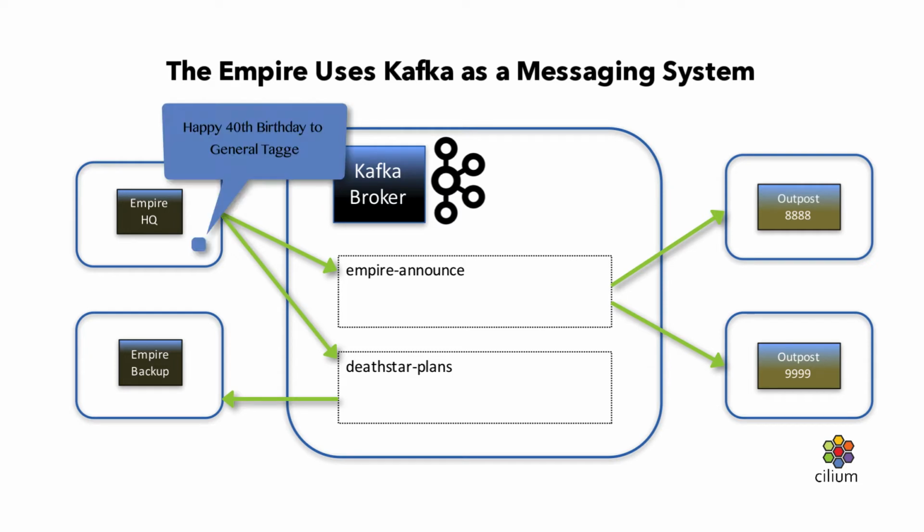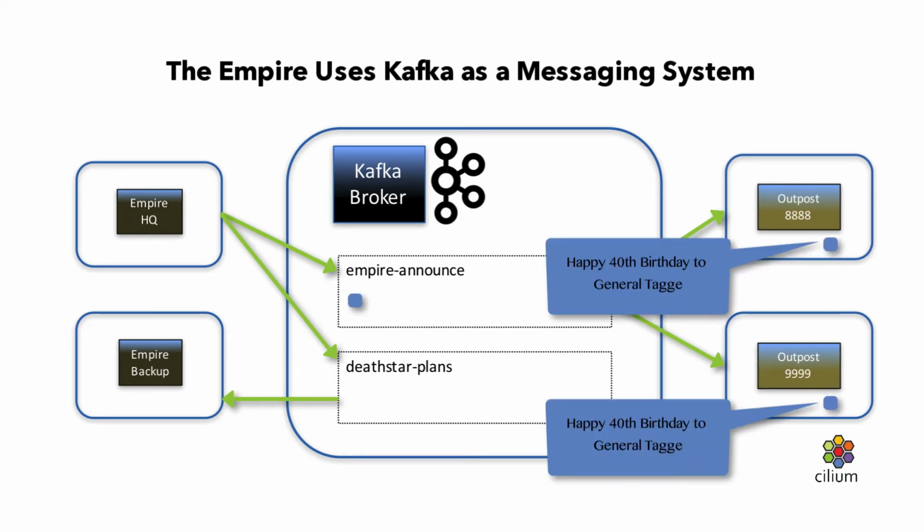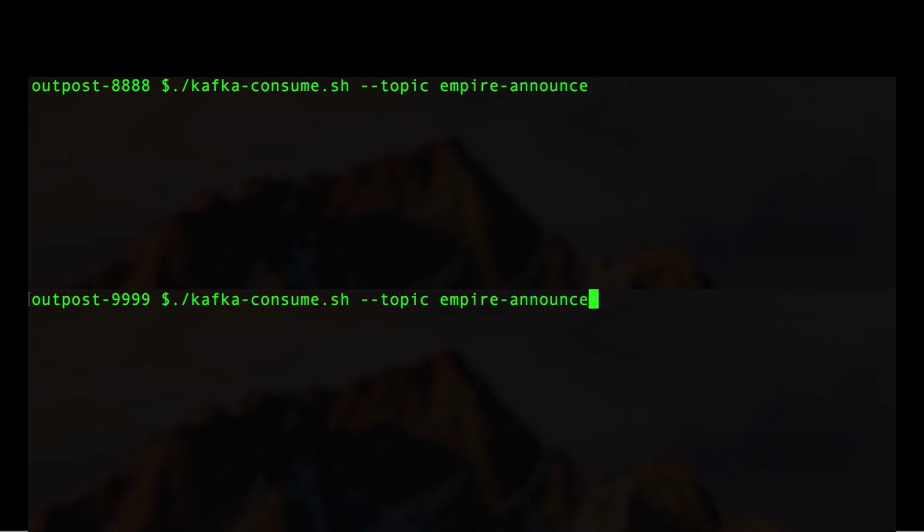So when Empire HQ produces messages to the Empire Announce topic, it sends it to the Kafka broker, and from there, it is consumed by the outposts in the galaxy. Let's take a look at our Empire Kubernetes deployment. We are logged into the Empire HQ pod and have a simple script to produce a Kafka message to the Empire Announce topic. Similarly, we have Kafka consume scripts that are run on the outpost pods, which in turn consume the Empire Announce messages.